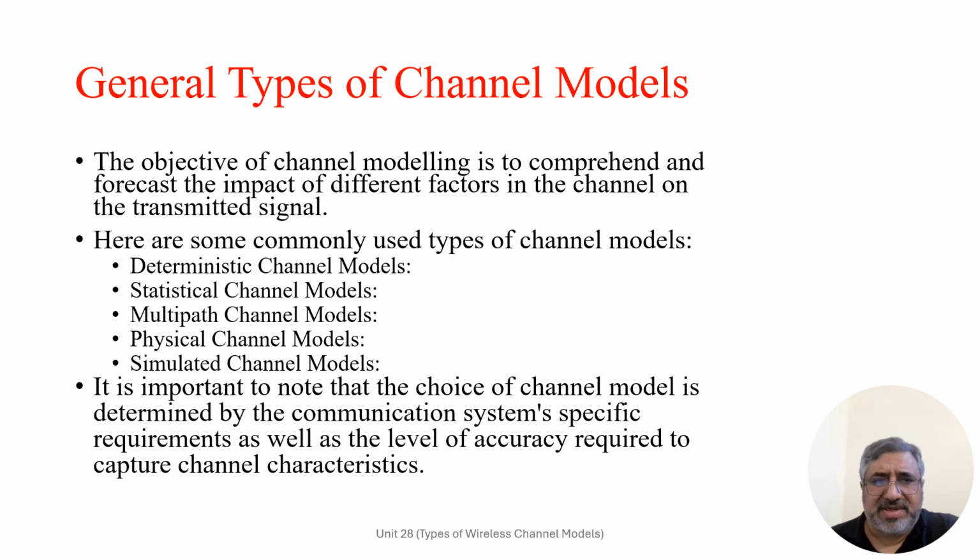Another important general purpose model is the statistical channel model. Statistical channel models are based on statistical analysis of real channel measurements, and these models capture the statistical properties of the channel, such as fading, shadowing, and multipath effects. Statistical models are more suitable for scenarios where the channel characteristics vary over time and are not easily predictable. Examples of statistical models include Rayleigh fading, Gaussian fading, and lognormal shadowing models.